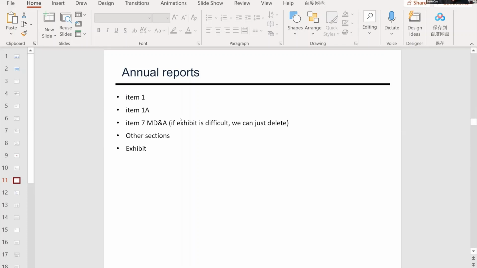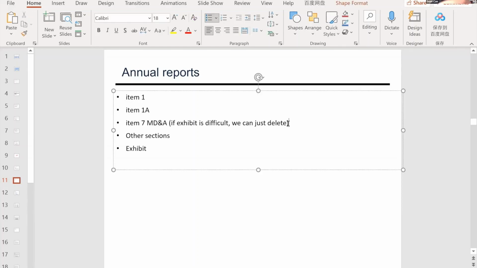For exhibits, it is very powerful. Exhibits have a huge amount of information. Exhibits have numbers, have textual. It's just a lot of information there. That's something you can dig into too. So for this class, I want to introduce Item 1, Item 1A, Item 7. And for other sections, you can check on your own. For exhibits, you can check on your own as well. That's one thing I want you guys to be aware of for the annual report.